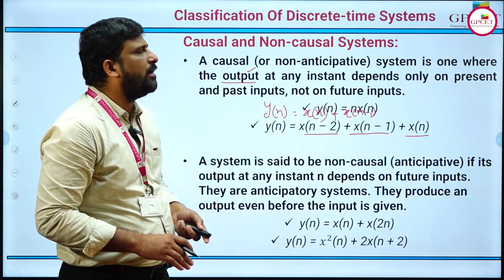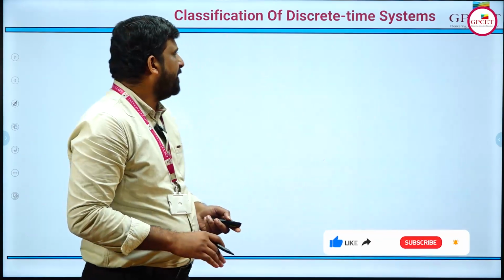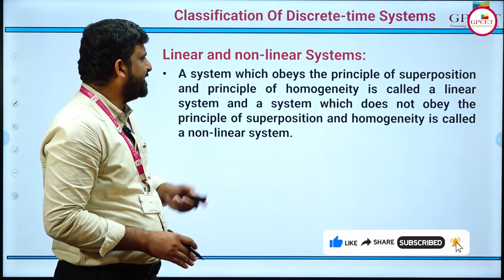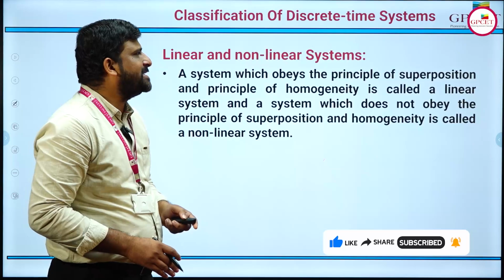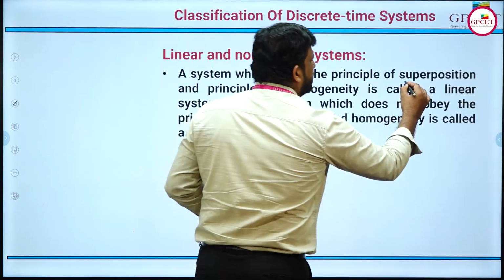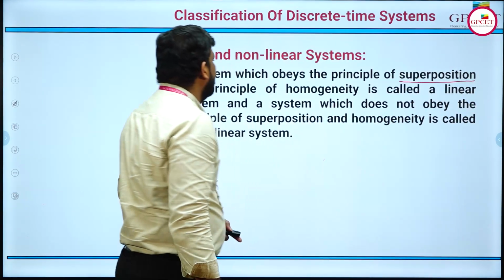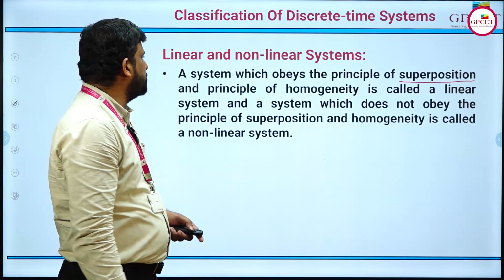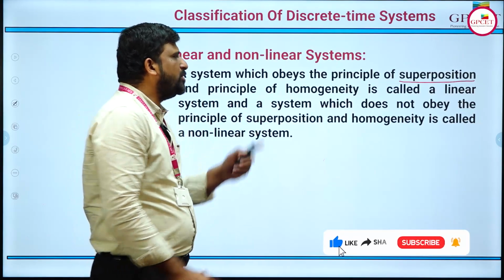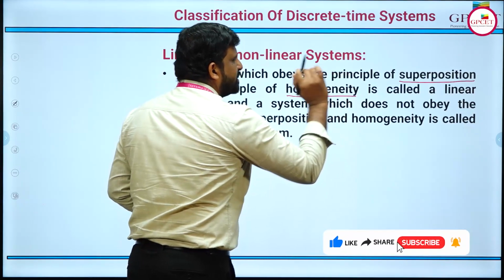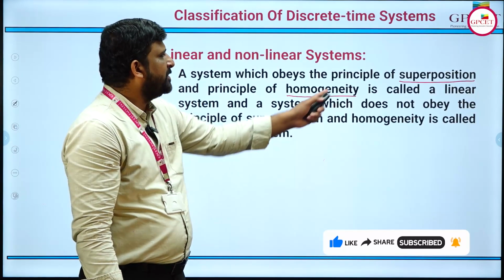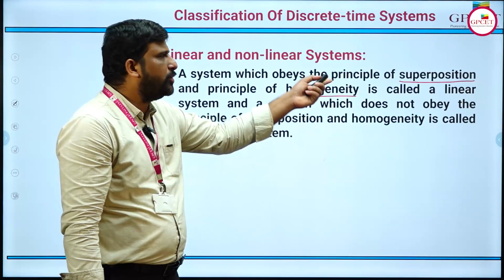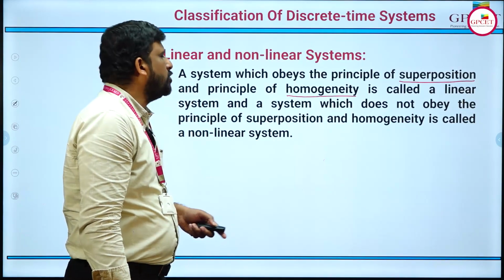Okay, so this is the causal and non-causal system. Coming next, it is the linear and non-linear system, which is very important. It says that a system which obeys the principle of superposition. You need to keep it in mind that a system which follows the principle of superposition and the principle of homogeneity, if a system follows these two principles, then that system is said to be a linear system. And a system which does not obey the two principles is said to be a non-linear system.